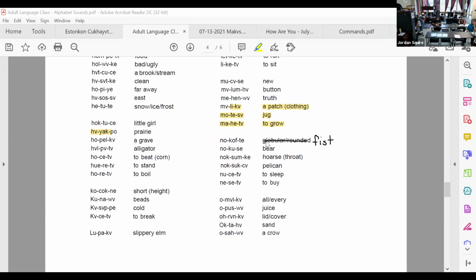Bear, nogosi. Horse, noksomgi. Pelican. So pelican is descriptive too. It's short for nokwa, but sukta is a bag. So they saw it and said it's got a bag on its neck, so they started naming it noksukta. Neck bag. But we've accepted it as descriptive and we know what they are when they tell us. So it might seem like neck bag, it's descriptive.